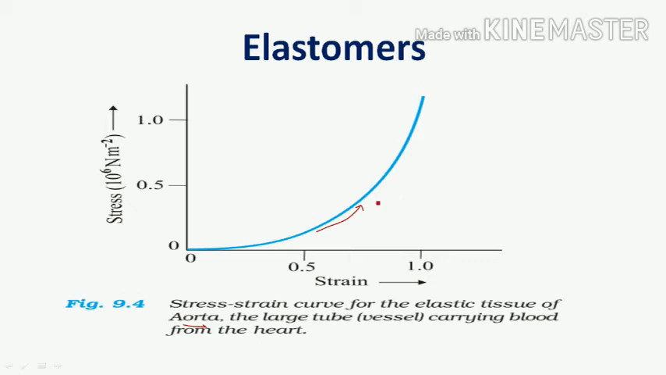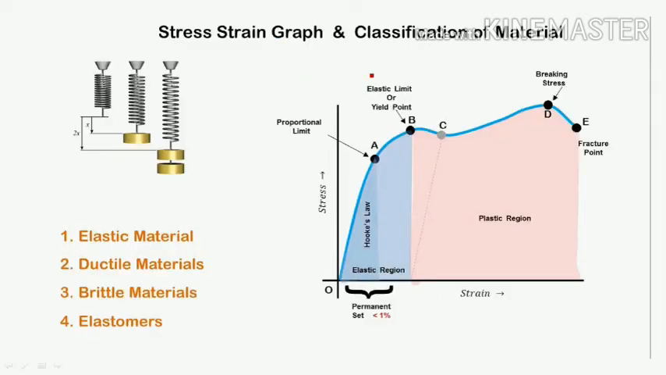Okay, it is generally non-linear, and those materials are known as elastomers. For example, rubber. If you stretch the rubber, what happens? It will increase its length by 2 to 3 times its original length, and even after removing the force, it will come back to its original position. Such materials are known as elastomers. Now the stress-strain graph.